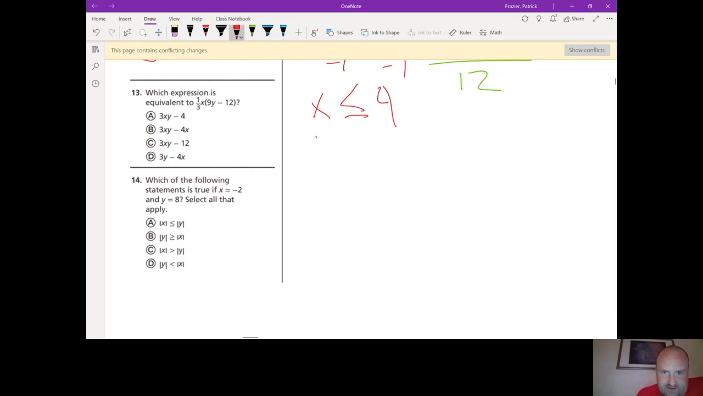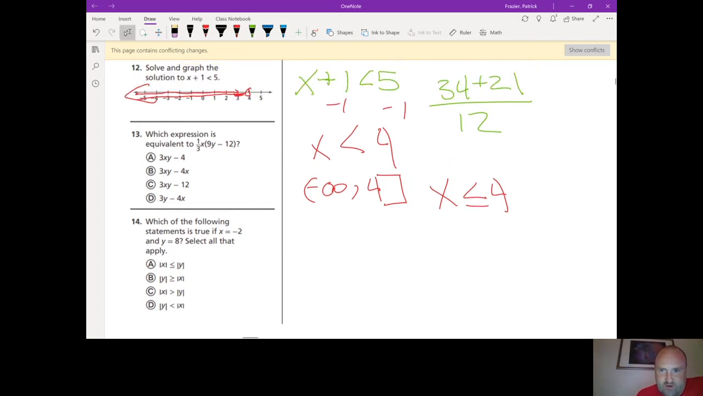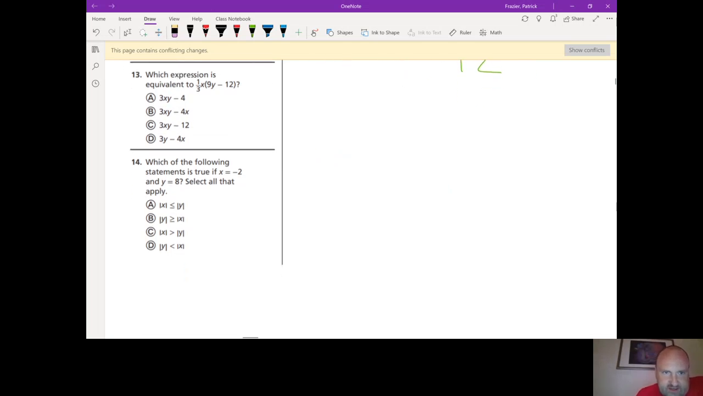Which you could also think of as negative infinity to 4, and you'd use parentheses because it never actually reaches 4. If x were less than or equal to 4, then we could rewrite it as this. But it's not, it's x is less than 4. Okay.